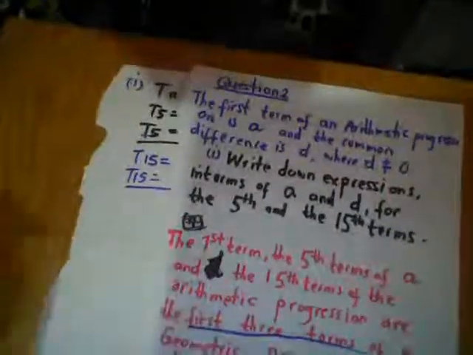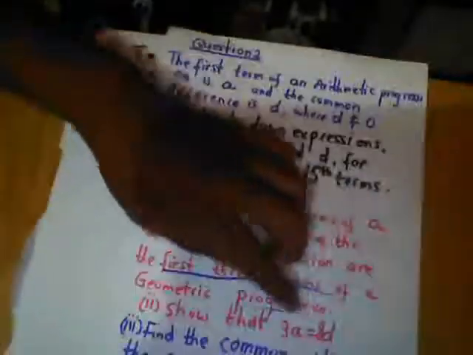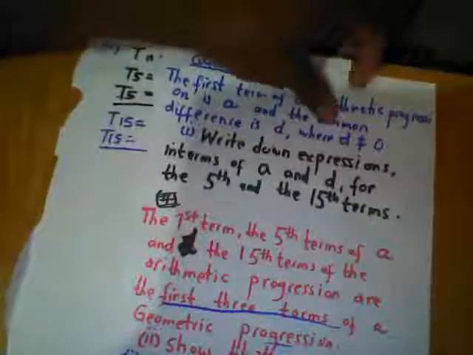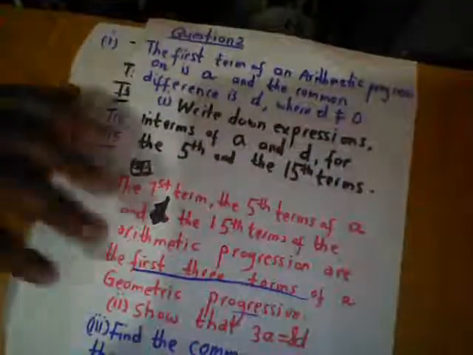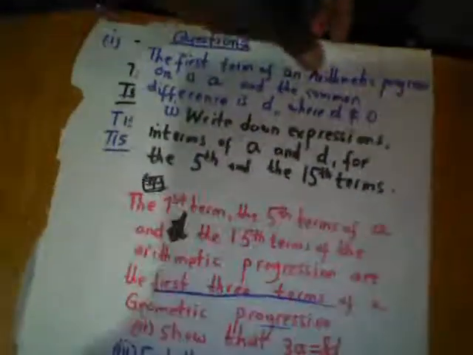Of geometric progression. Show that 3a equals 8d. No, that's easy. Okay, let's go. So he says, Hamish, I'm having problems, especially with the second part. It's easy, man. Let's go. So I'm going to pull this over to that side right there. They say first term.